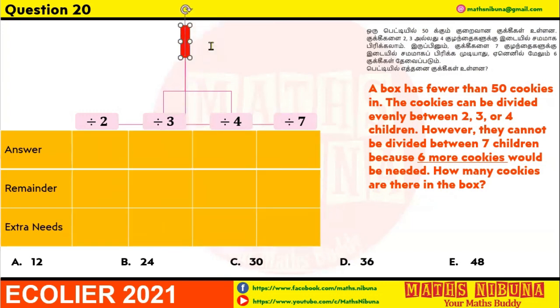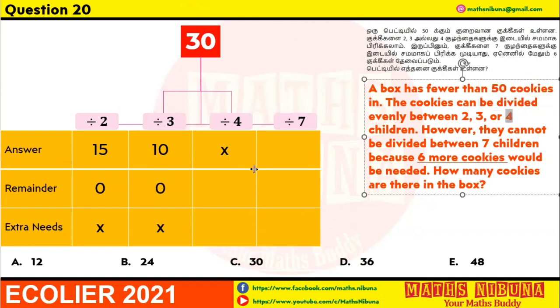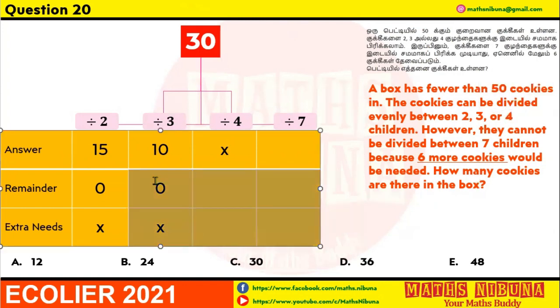That's 30. 30 divided by 2, 15. There is no remainder. So this is not working. 30 divided by 3 is 10. So this is remainder 0. This is not working. 30 divided by 4 cannot. Okay, according to this statement, it cannot divide by 4. So it is not possible. We test 30, and 30 is out because it cannot divide by 4.